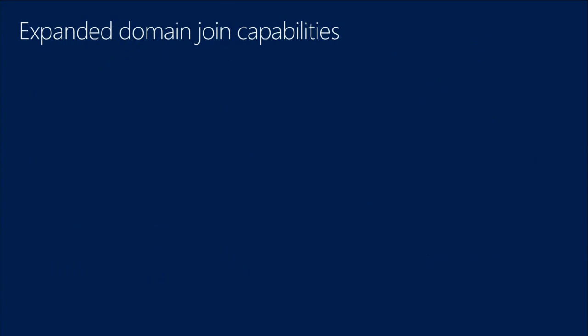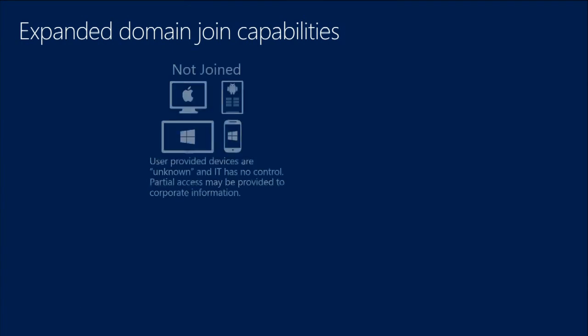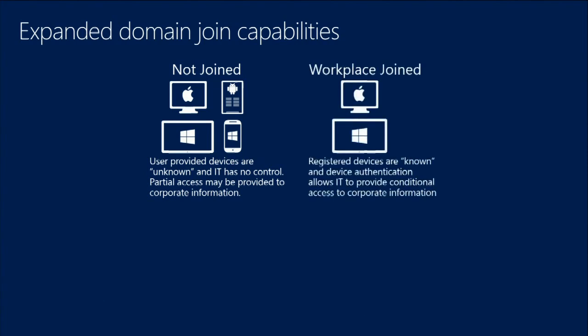Okay, so let's take a look at the domain join capabilities. Traditionally, you've got a machine that a user has that's a personal device. They can't or usually won't want to join that to the corporate network, right? So they're going to operate in a scenario where they're not joined. These devices are unknown. IT has no control over them. You could provide some access to corporate information, but the users are going to always have to authenticate.